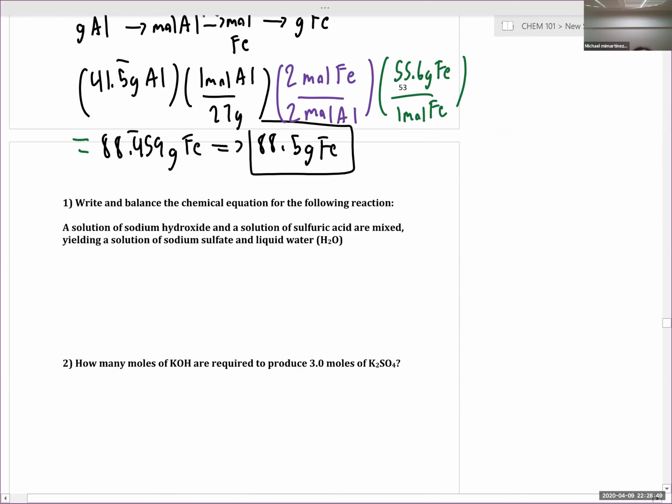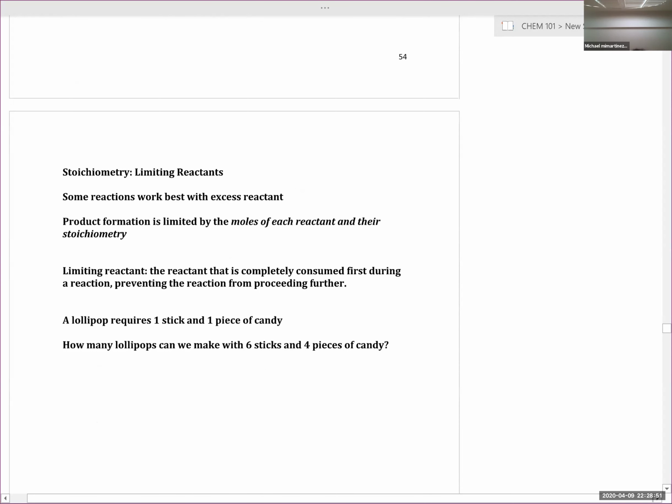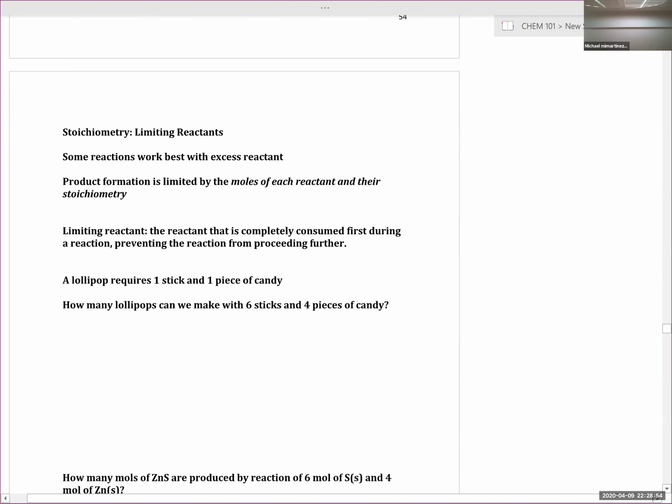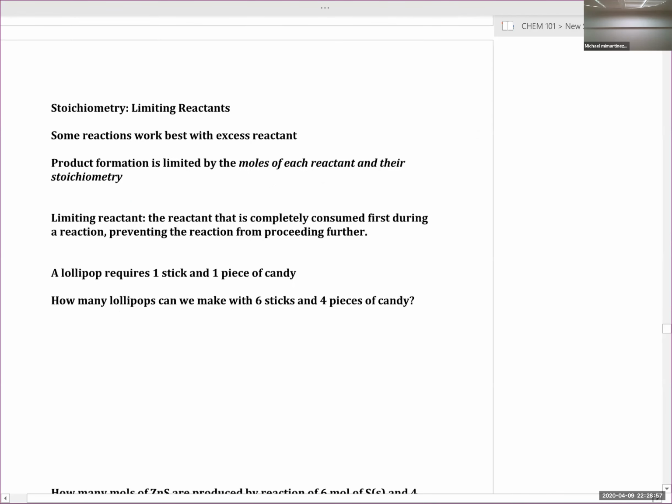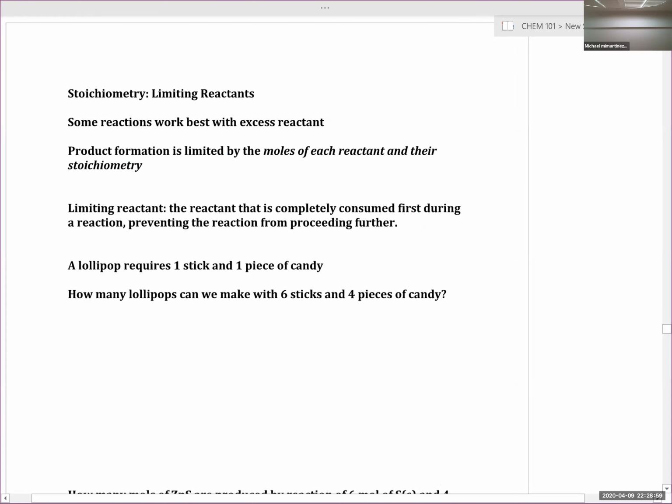Okay, so we're going to skip the example on page 54, and we're going to broach now a really critical idea in chemistry, which is concerned with the idea of limiting reactants. So we're on page 55 now of the notes. So just practically, some reactants work best with excess reactant. Examples of this are combustion reactions. In general, if you have a material that's very valuable, you want to use an excess of your cheaper reagent rather than an excess of your expensive reagent.